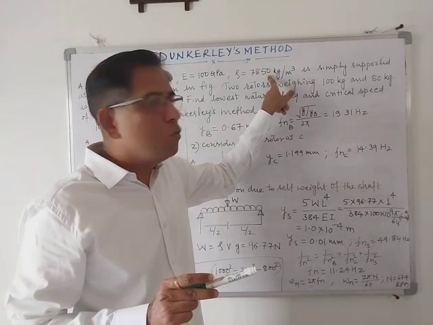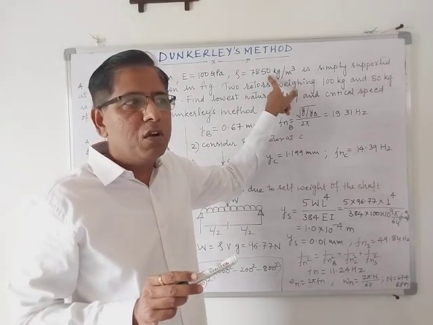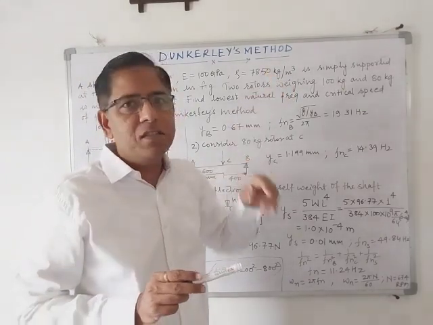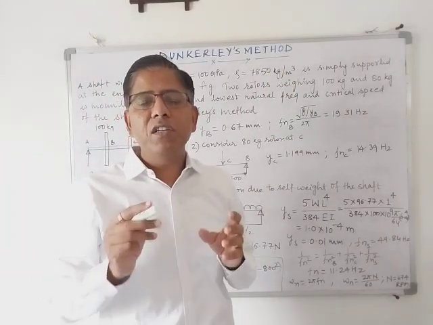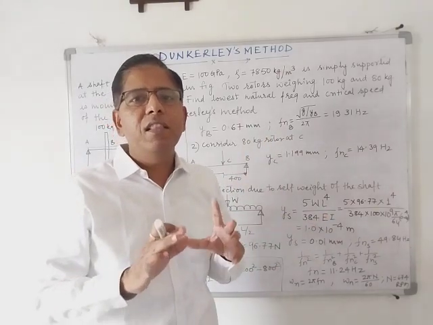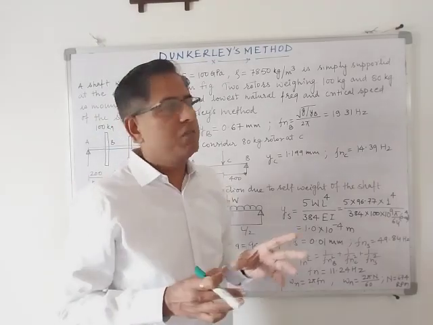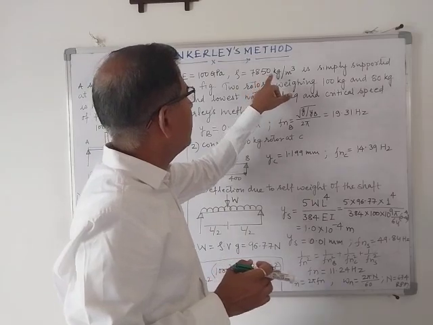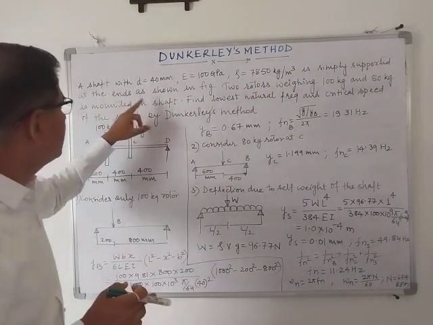If you do not consider the weight of the shaft, then your numerical will not be correct and you lose marks. So whenever the density of the shaft is mentioned, you need to consider the self weight of the shaft as well. If it is not mentioned, then it indicates that you need to neglect the weight of the shaft. Okay. So here the density of the shaft is 7850 kg per meter cube, and it is simply supported as shown in the figure.